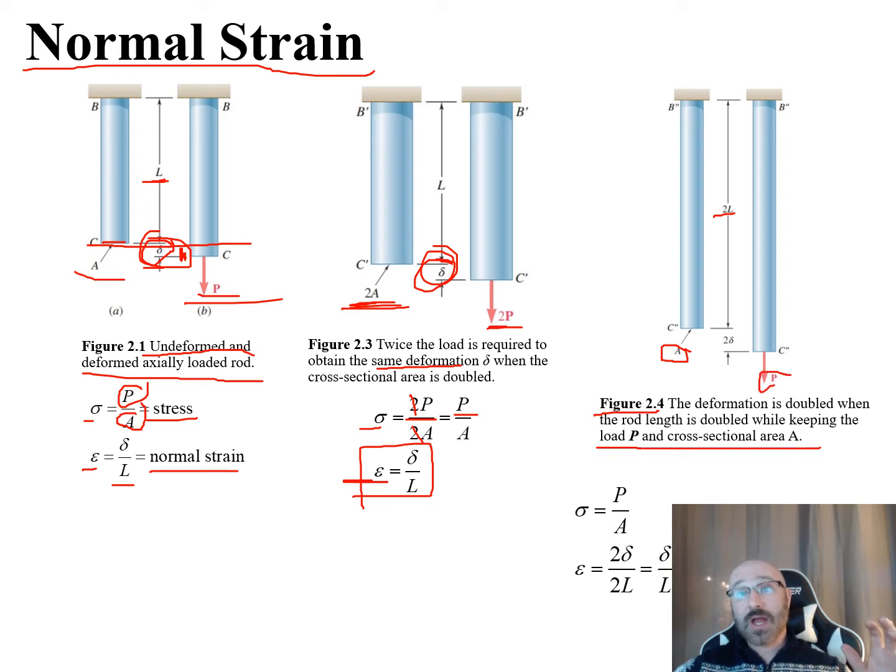You can see our P and our A are the same. The only thing we've changed here is our length, so it's double the length, and we're going to get double the deformation. This relates down to the equation here. We still have that stress is load over area, so there's our load and there's our area. Neither of those change. What does change is our original length and our deformation, so epsilon is equal to 2 delta over 2L, where our 2's can still cancel, and we're still left with delta over L as the actual ratio.